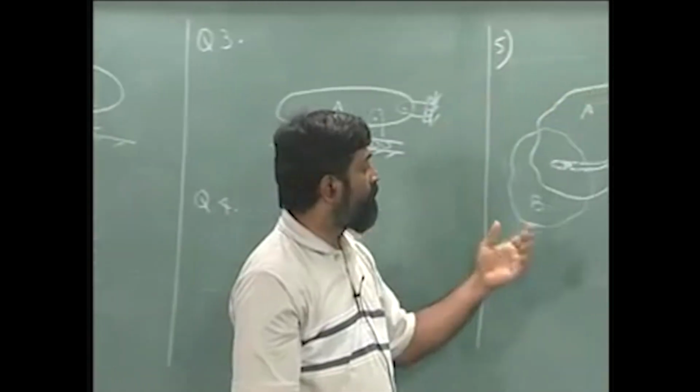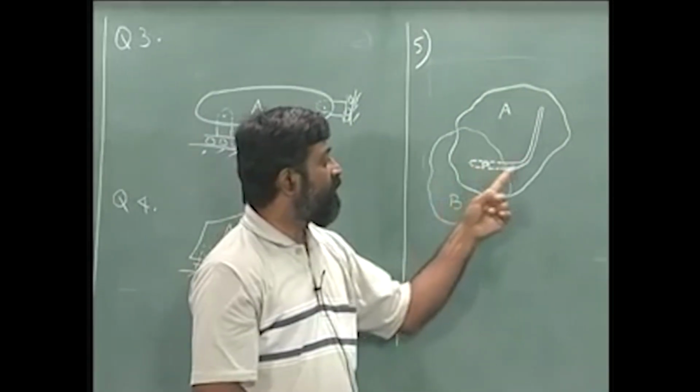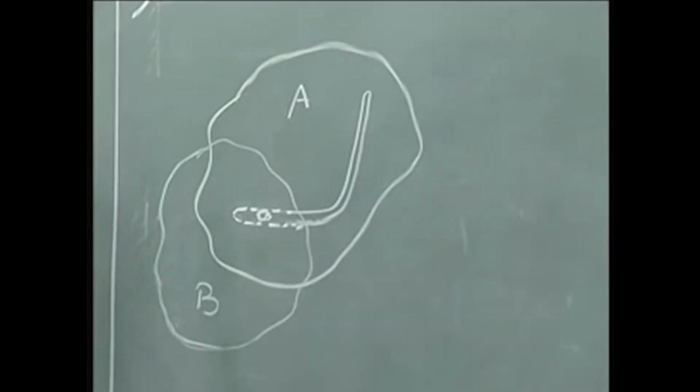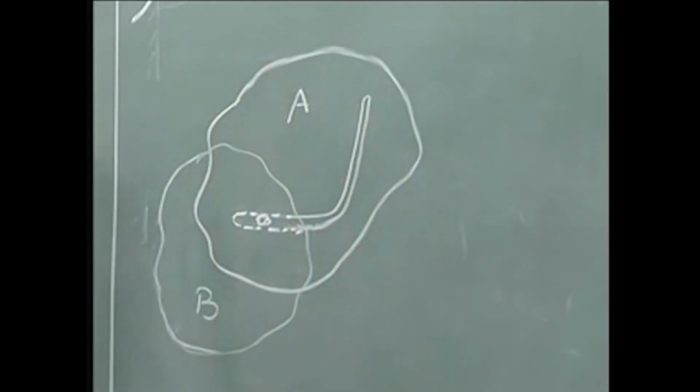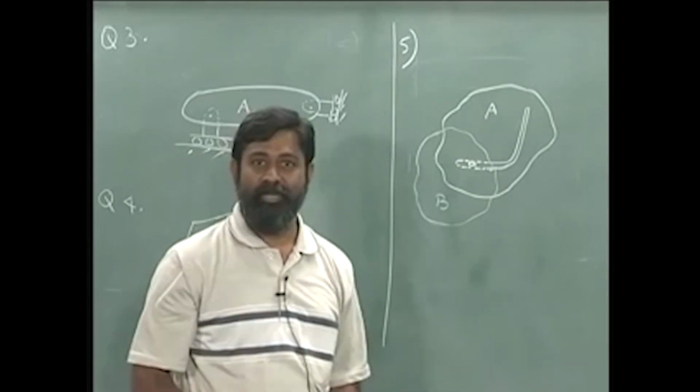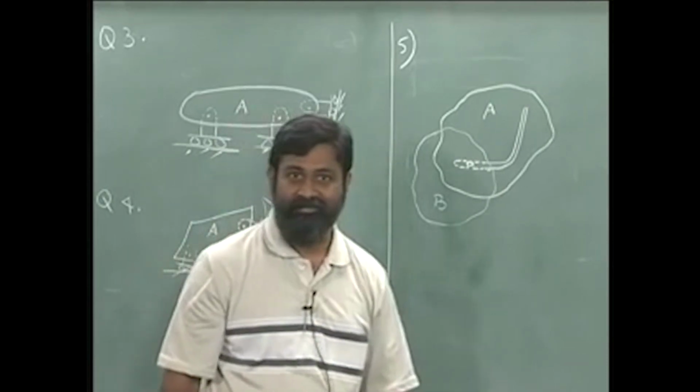Fifth problem is I have a slider over here, but it is not a slider which is straight. I need to find out the degrees of freedom for this system of bodies A and B. I am sure you will be able to get the answers. Thank you.